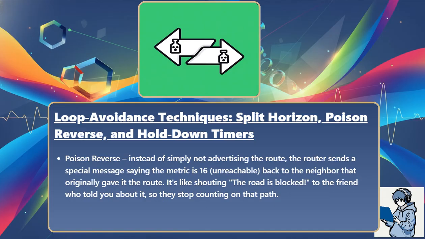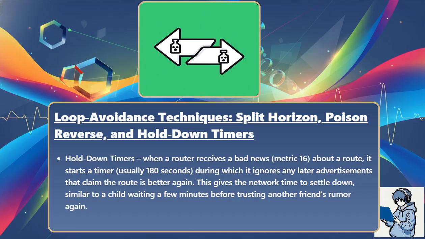Poison reverse. Instead of simply not advertising the route, the router sends a special message saying the metric is 16, unreachable, back to the neighbor that originally gave it the route. It's like shouting the road is blocked to the friend who told you about it, so they stop counting on that path. Hold down timers.